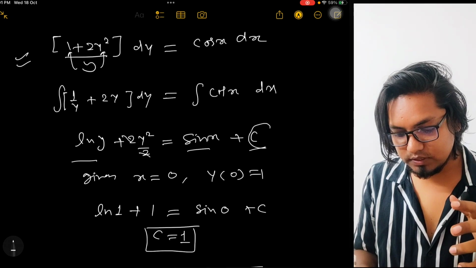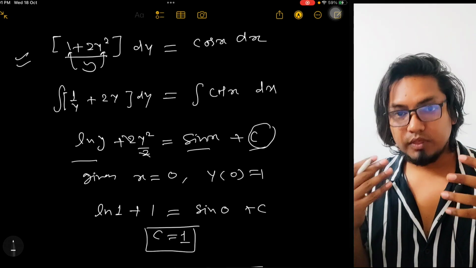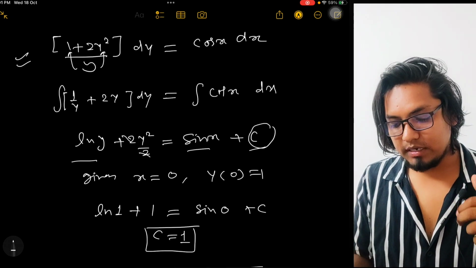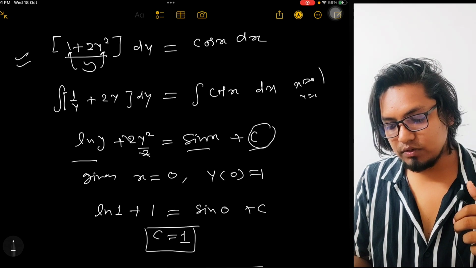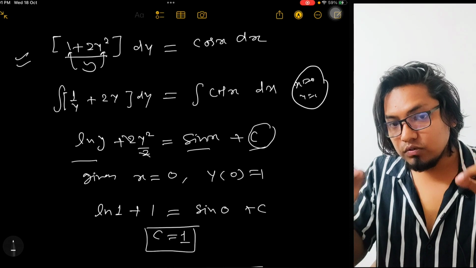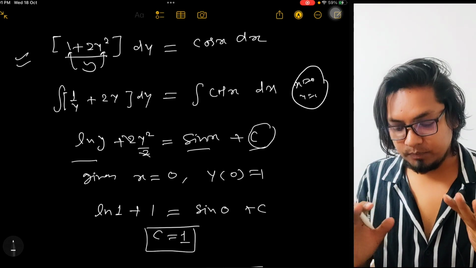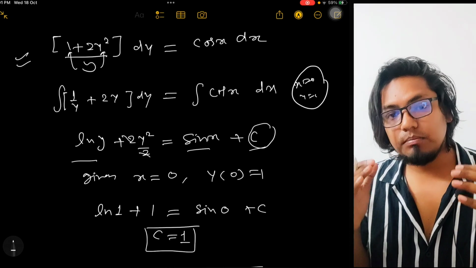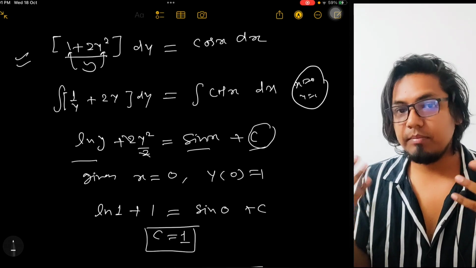Now in this equation, c is a constant. But because the initial value is given that at x equal to 0, y equals 1, by using this we'll find the c value, and then that c value we will substitute in the general solution. So this time we are looking for the particular solution using the variable separable method.